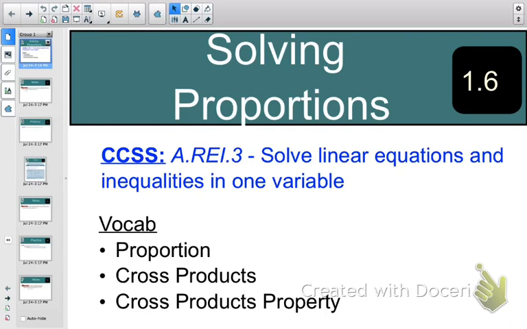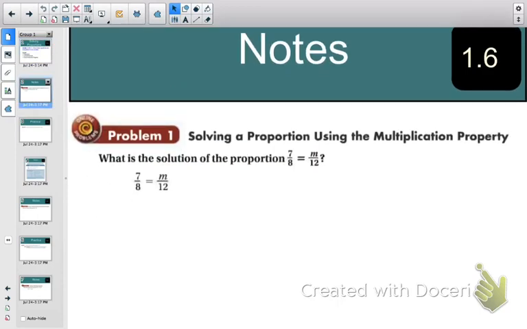Solving proportions, our Common Core State Standard is AREI 3. It says solve linear equations and inequalities in one variable. Some vocab is proportions, cross products property. So we'll look at all of these things. Okay, so we have a proportion.